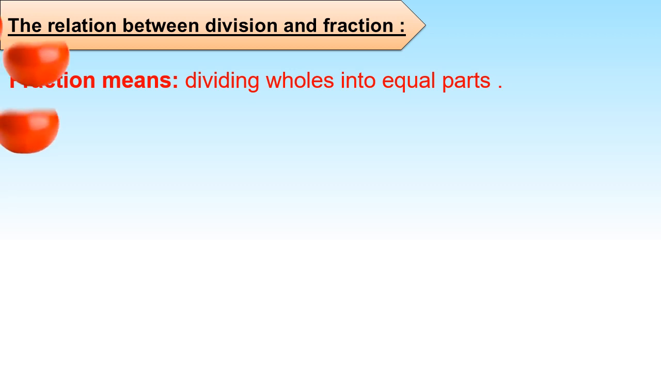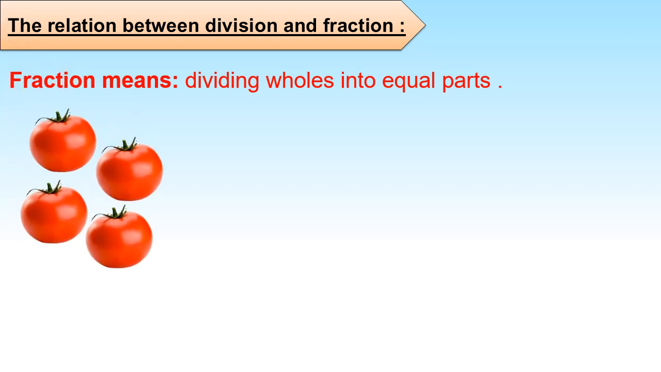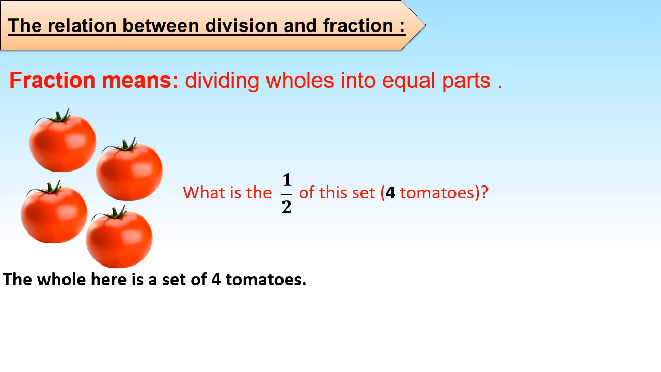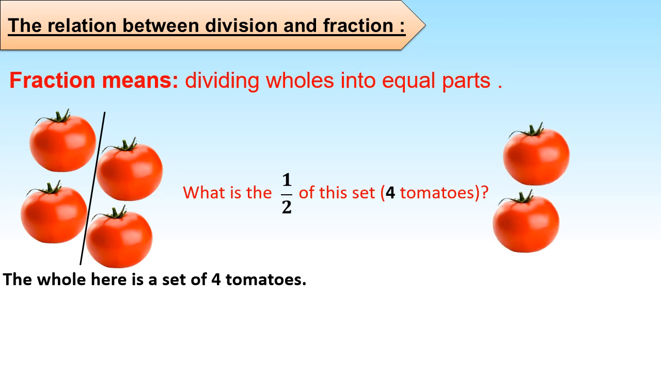We know this. If we have here 4 tomatoes and these 4 tomatoes make a whole for me, the whole here is a set of 4 tomatoes. It's not one item, it's a whole, it's a set of 4 tomatoes. And we want to know the half of this set. The half of this set, I can make it like this. So the first half will be 2 tomatoes and the second half will be 2 tomatoes, right? Like this, okay?